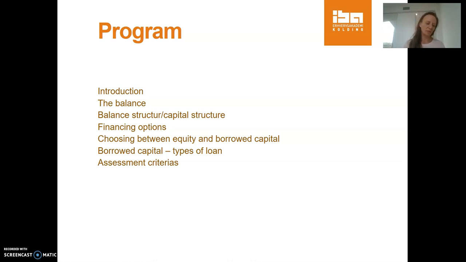But today, after having watched this video, you should have an idea of a company's need for raising capital for different investments that they plan in the future. And you are going to have an idea on how to suggest to this company how to raise this capital based on an analysis of the balance structure.